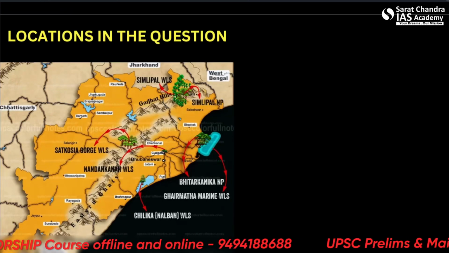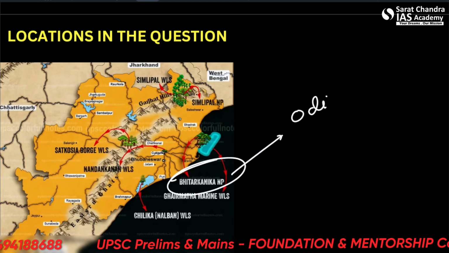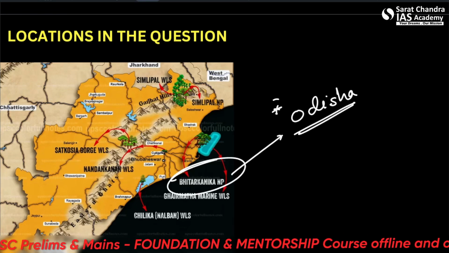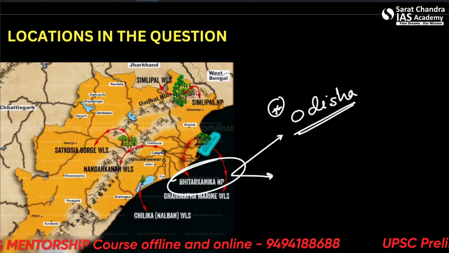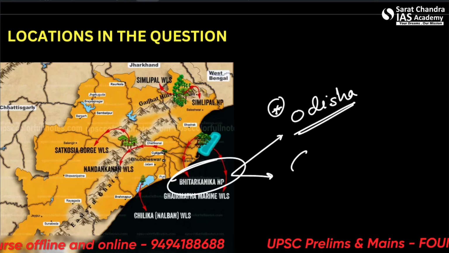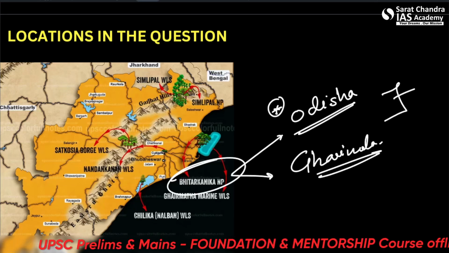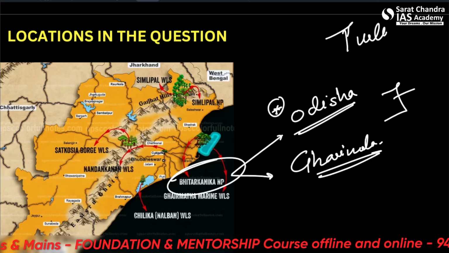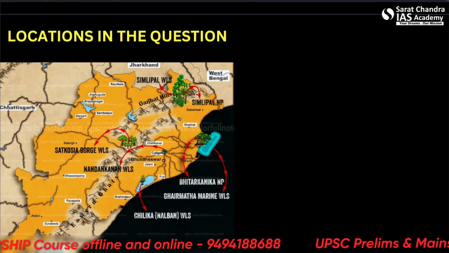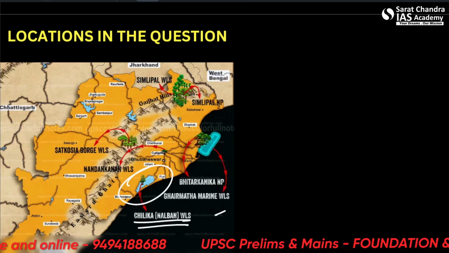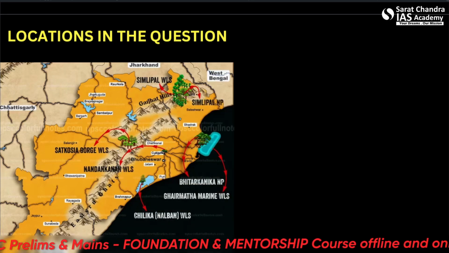Let's first figure out what the locations in the question are. The question talks about Bhitarkanika National Park. It is located on the coast of Odisha. A very famous national park, it has been much in the news, and almost every UPSC aspirant knows about it. It is located very close to the Gadimala Marine Wildlife Sanctuary. Both are very favorable for turtles, and turtles are often seen nesting here every year. Chilka is also located close. It is also a WLS. So these are some important geographical features here.